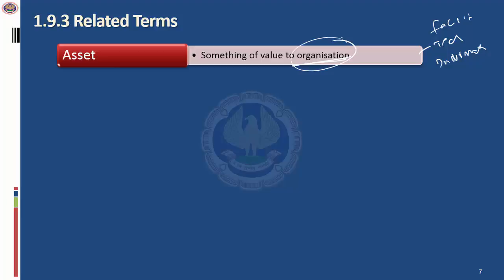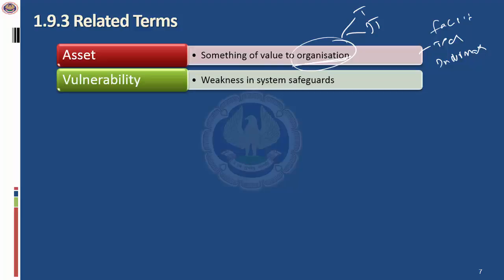Asset need not necessarily be tangible, they can also be intangible assets. So you need to protect the assets. So IP is an intangible asset. In fact, the beauty of information technology is that you may have the asset and still it can be stolen. So you need to protect not only by having it, but also ensuring that it doesn't get into the custody of somebody else. There's a vulnerability. What is the vulnerability? There is a weakness, which is an inherent weakness in the system, on account of the system safeguards.